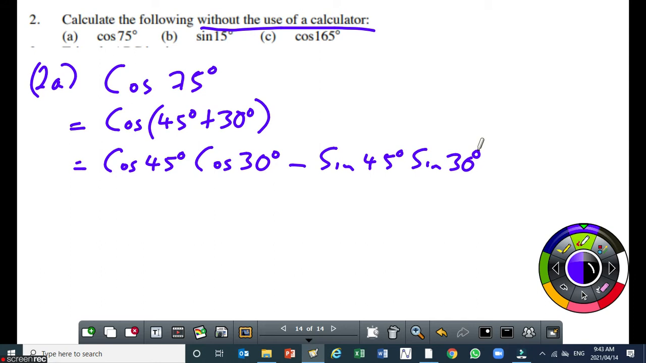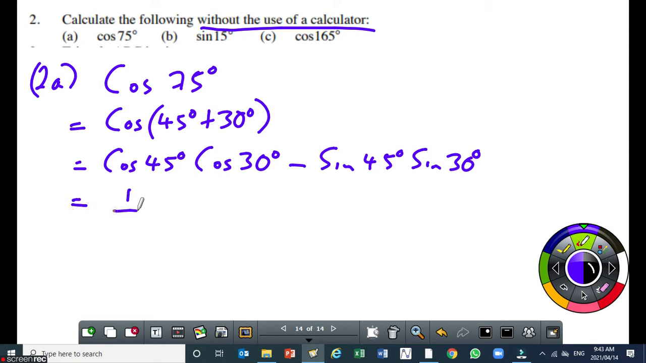Compound angles, grade 12. Special angles, grade 10. You use the combination of the two. Okay. If you try to use one of the two without the other, you won't be able to get the solution. So you have to use the combination. Okay? So the 75 can only be broken up into two, 45 and 30.